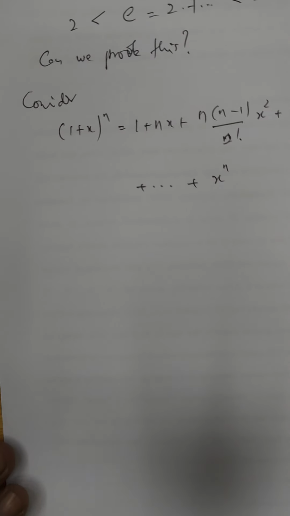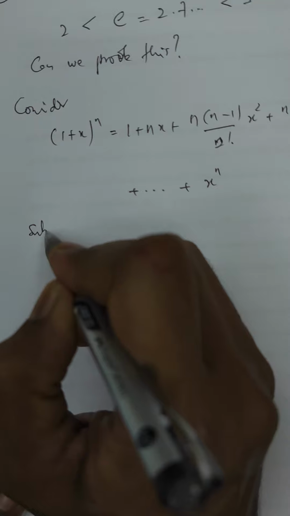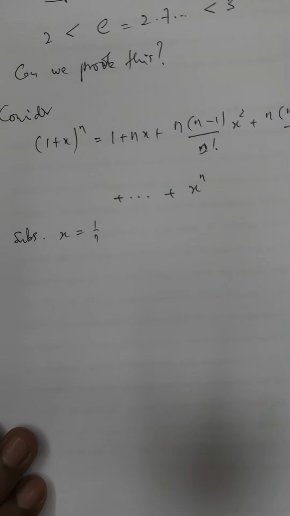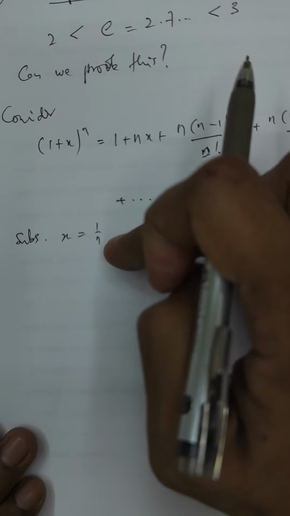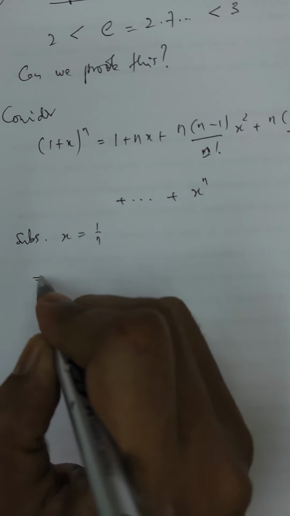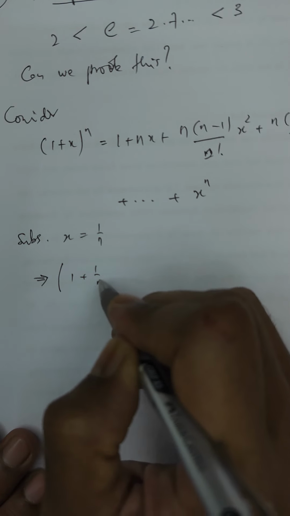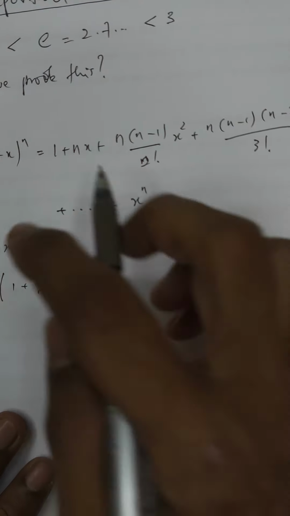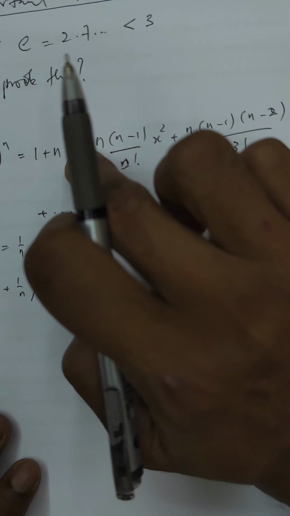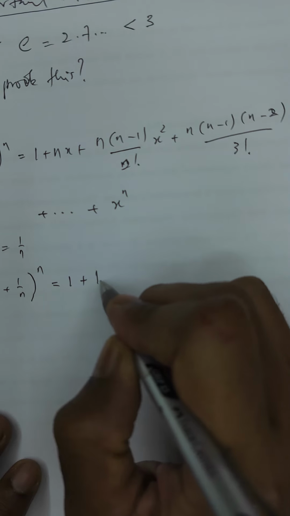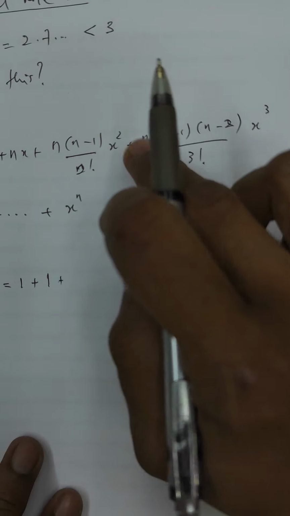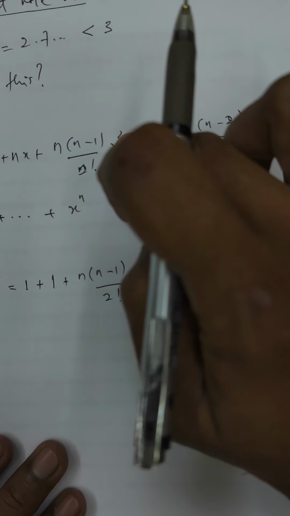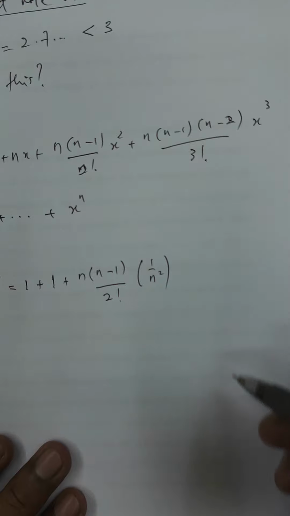Now, if we substitute x with 1 over n, just substitute everything there. So we have (1 plus 1 over n) to the n equal to 1 plus, here x is 1 over n, so the n cancels out and what is left is only 1, plus the same thing here: n(n minus 1) over 2 factorial, and x is 1 over n, so we have 1 over n squared.